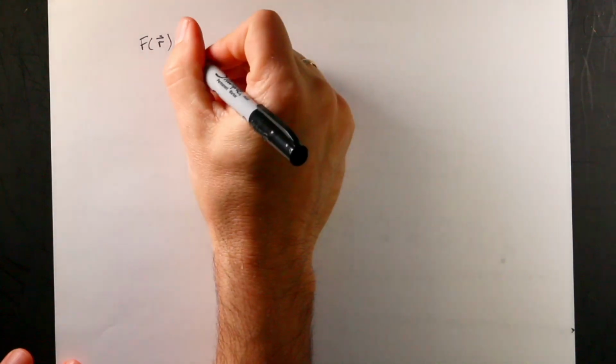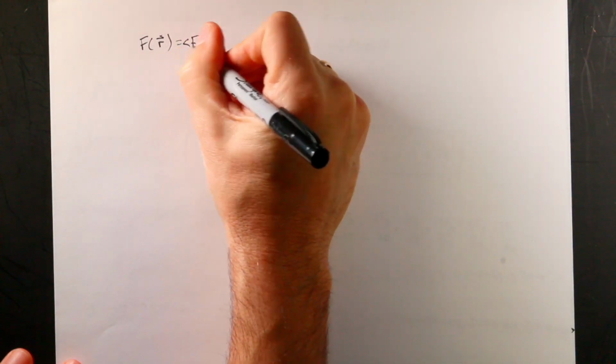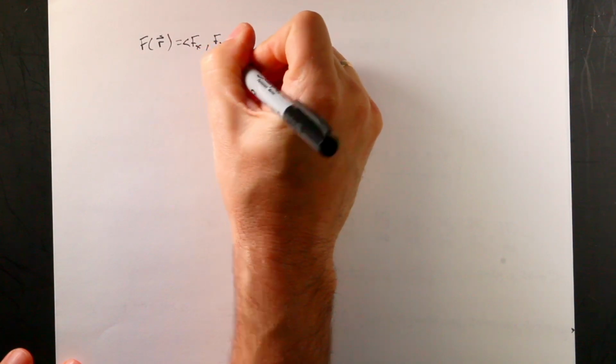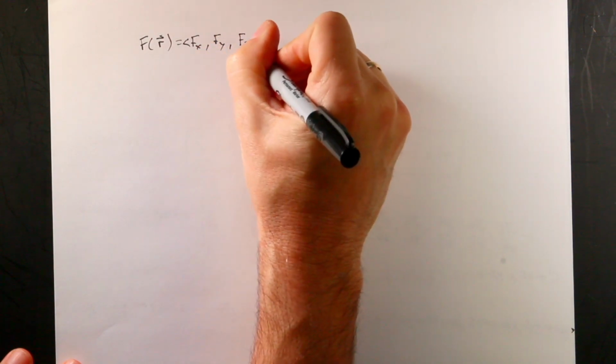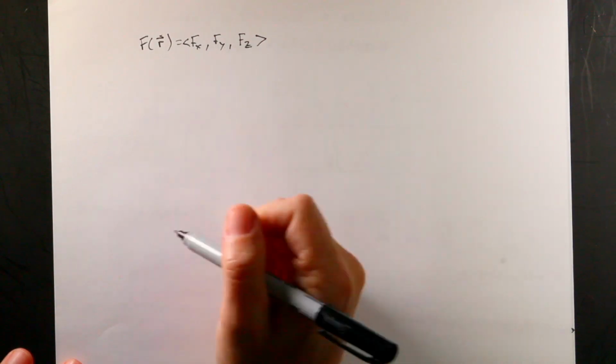I have to know how it changes in x, y, and z, but I don't want to actually take the derivatives and stuff like that. So we're going to do numerical partial derivatives. Okay, so let's say I have some function, f of r, and let's write it as the vector fx, fy, fz. That's some function in the x, some function in the y, some function in the z.